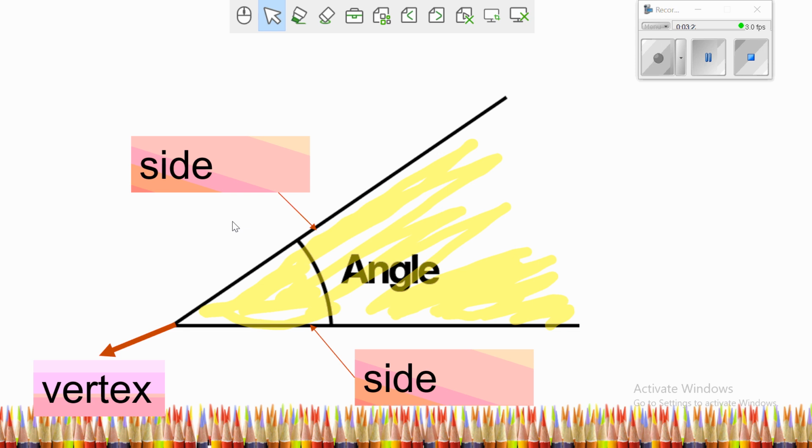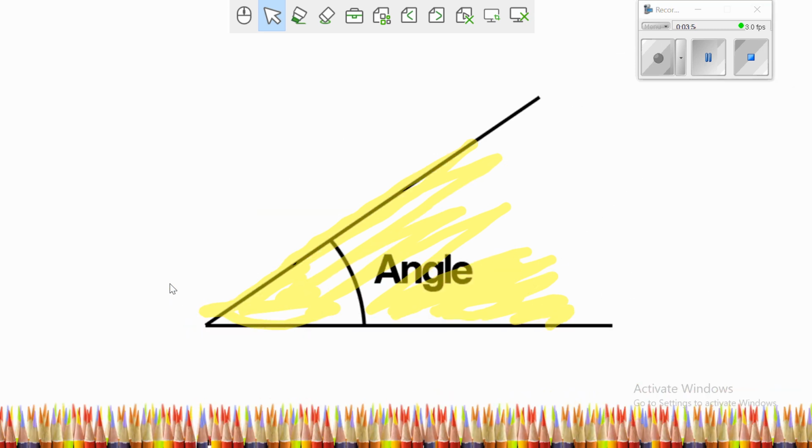And when two sides meet together, they meet at the vertex. A vertex is a point where two sides cross each other at a common point. So the vertex is the meeting between two sides. Two sides make an angle, and the vertex is the point where the sides meet together. Again, this is an angle.